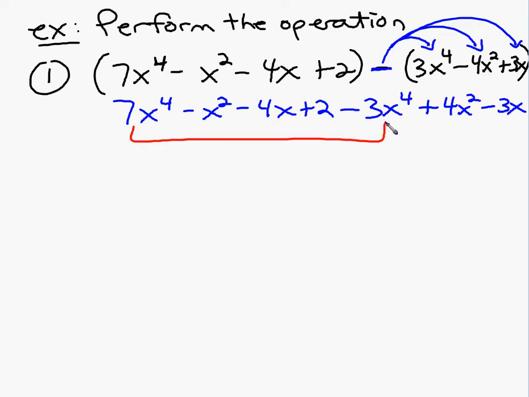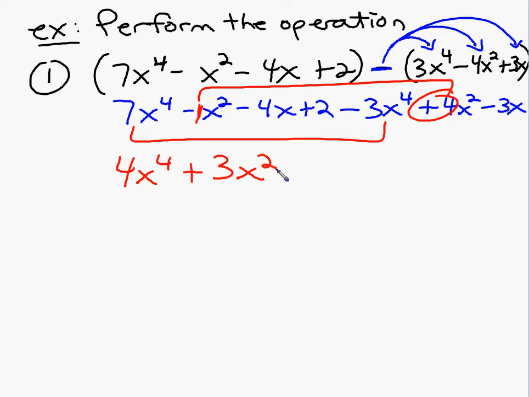Those two are alike, so 7 minus 3 is 4x to the 4th. These two are alike, so this is like a negative 1 plus 4, which makes plus 3x squared. These two are alike. Negative 4 minus 3 is negative 7x. And then I just have a plus 2. So you'll have some where you have to combine like terms, which should be pretty straightforward.